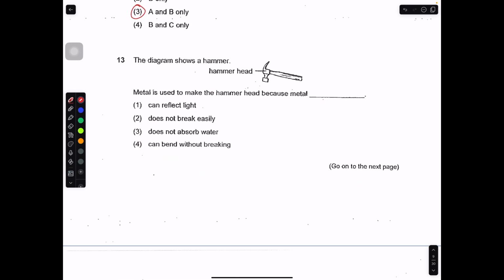Then the diagram shows a hammer, and it's pointing to the hammer head. Metal is used to make the hammer head because metal is what? Is it because it can reflect light? No, it's not because it can reflect light. You are trying to use this metal as the hammer head because of the purpose. The purpose is to try to break something. Okay, so over here, in order for you to break something, it must be strong enough to do it.